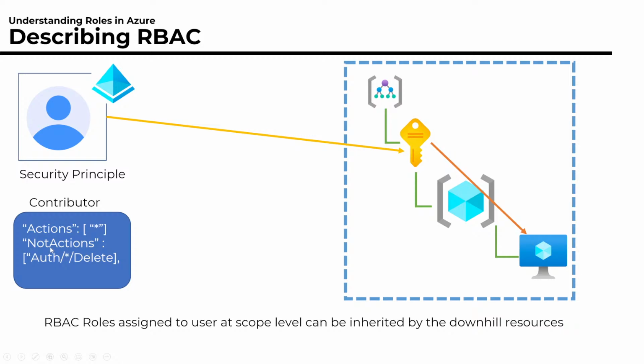So the user will not be able to perform these operations. He cannot provide the authentication to the other users, or he cannot delete the resources from the environment or from the subscriptions. Here we are assigning this access at the subscription level, and that access will be inherited by the resource groups and the resources that we have.